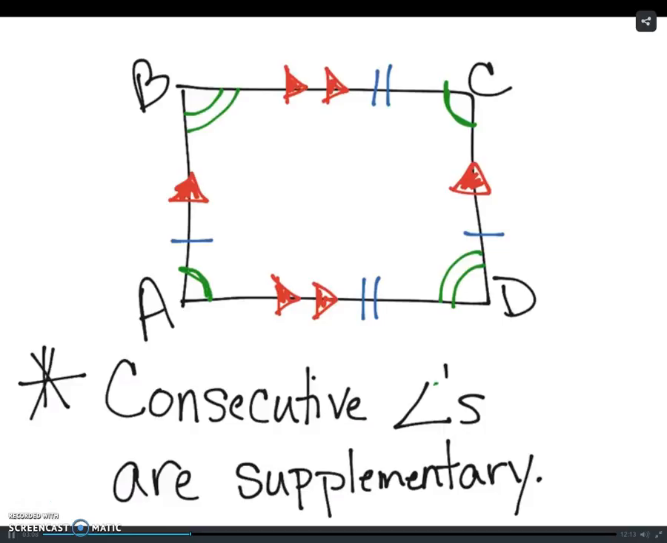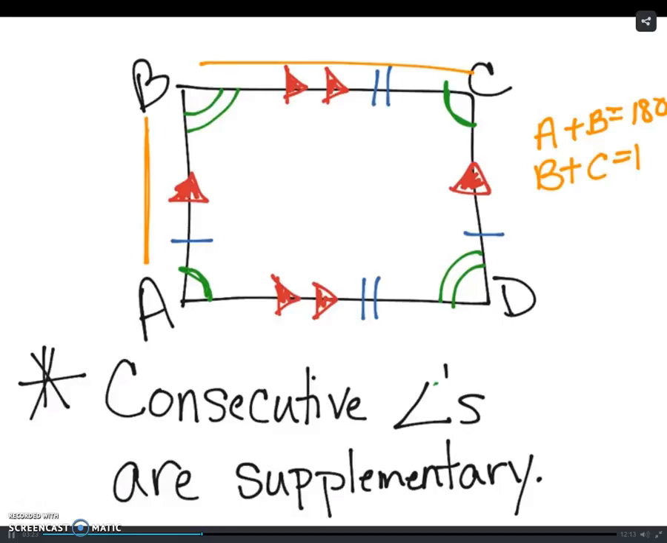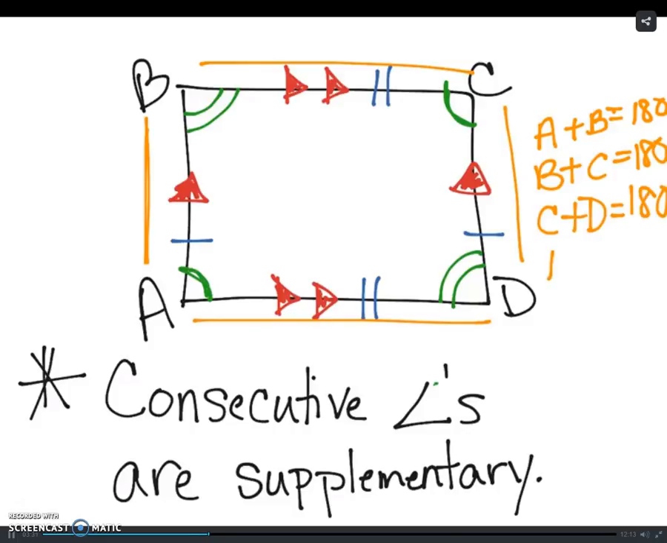So let's see, which angles are consecutive, right? So we would have angles A and B. These are next to each other. That would mean that A plus B would equal 180. B and C are consecutive. So that would mean that B plus C would equal 180. C and D are consecutive. So we add those, they would equal 180. And then D and A are also consecutive. So they would also add up to 180 degrees.